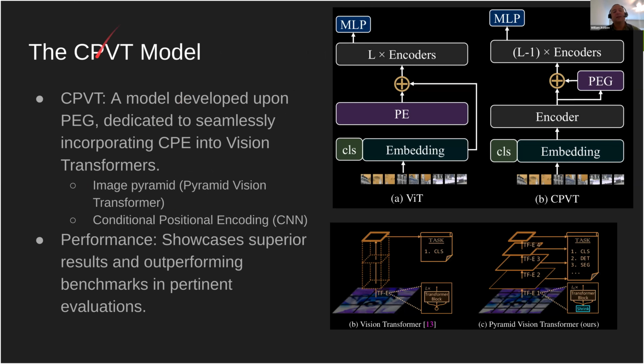The CPVT is basically the PVT model, the pyramid vision transformer down here that uses different resolution maps. It has been altered to replace the positional encoding with the PEG generator, which is basically the convolutional function that is used to create a positional encoding. They have other variants that replace the class token as well. And the class token, I think, is a little bit poorly understood.